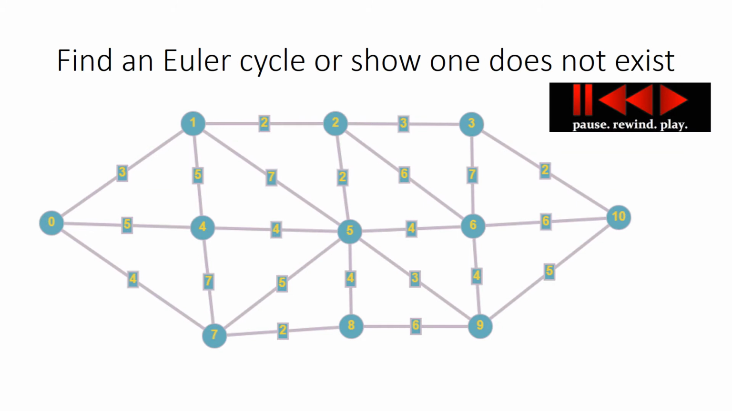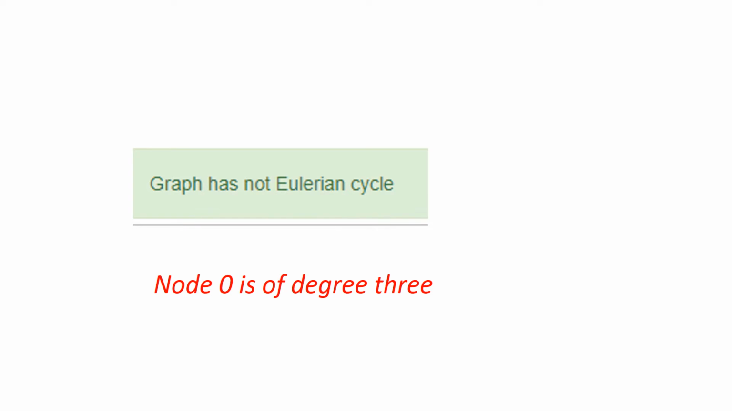And going back even further to what we covered, I think well into last week, can you find an Euler cycle here or show that one does not exist? Again, hit pause, please. Let's see how you did. Well, this graph doesn't have an Euler cycle because in an Euler cycle you hit each edge exactly once, and that means that each vertex has to be of even degree, and node 0 is of degree 3, and there were others of odd degree as well, so this has no Euler cycles.